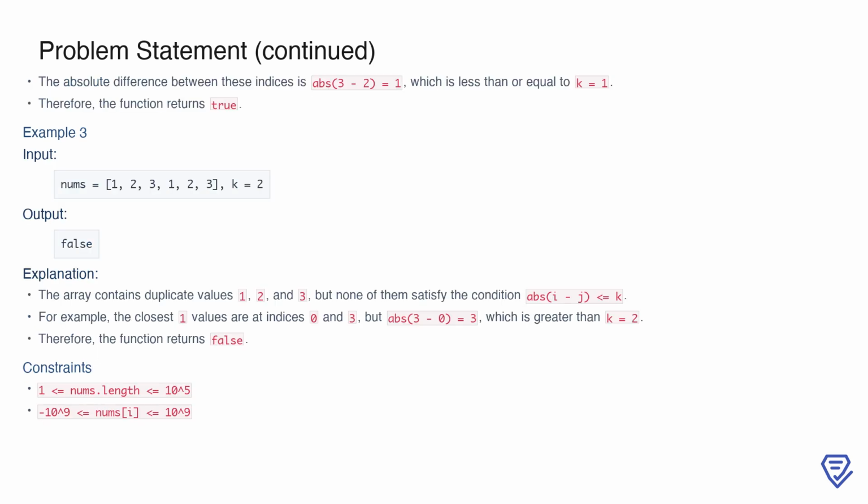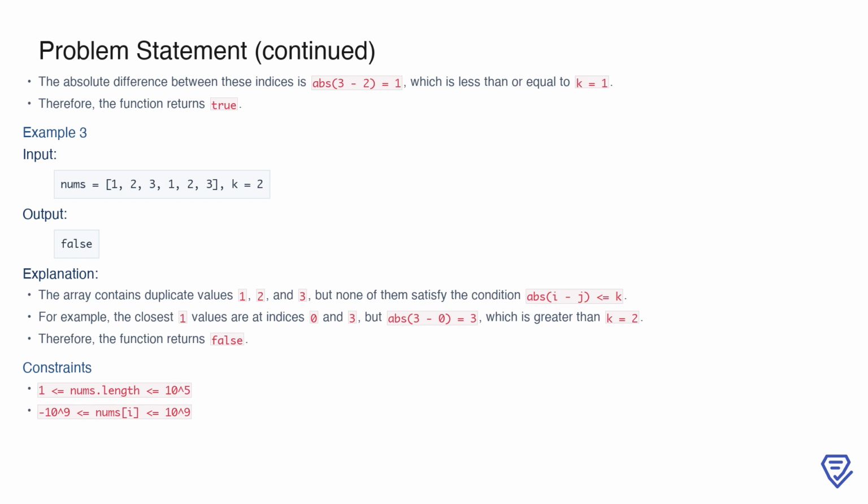Next, consider an example where nums equals [1, 2, 3, 1, 2, 3], and k equals 2. In this case, the output is false. While the array does contain duplicate values, none of them satisfy the required condition. For instance, the closest occurrences of the value 1 are at indices 0 and 3, but the absolute difference abs(3 - 0) equals 3, which is greater than k equals 2. Similarly, for the values 2 and 3, no pairs of indices meet the condition. As a result, the function returns false.